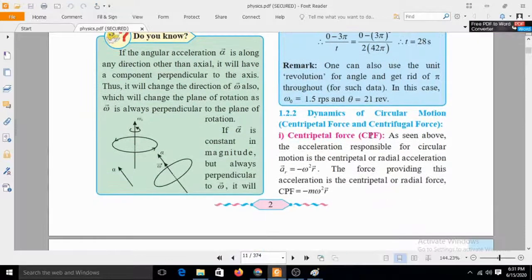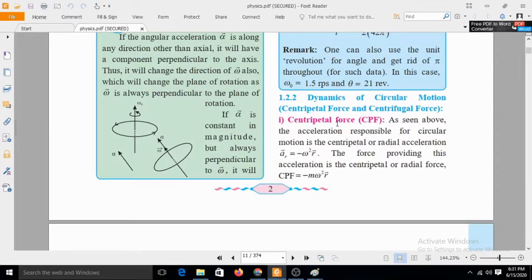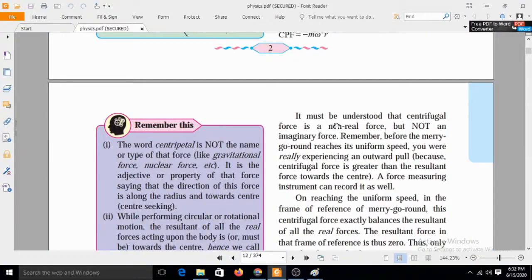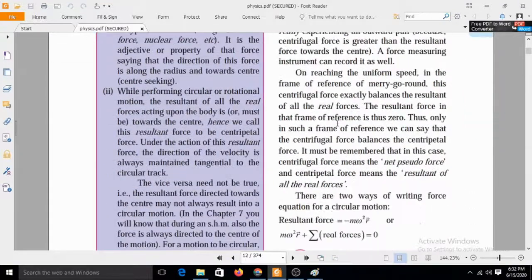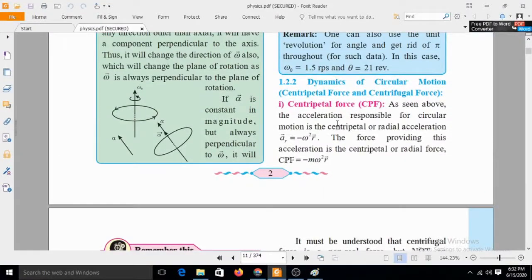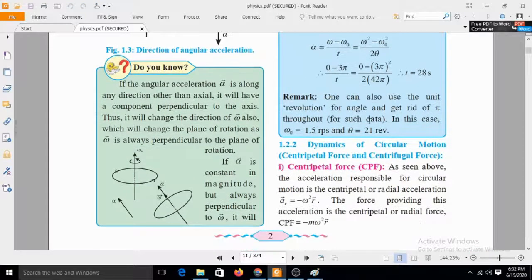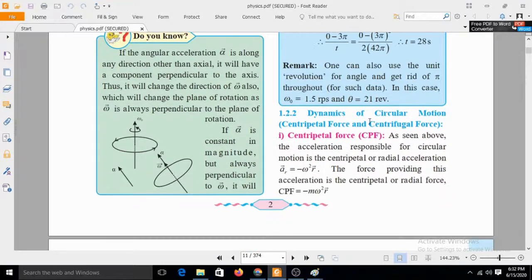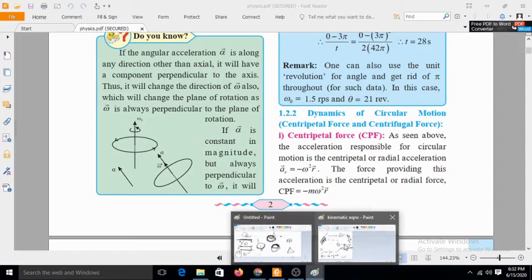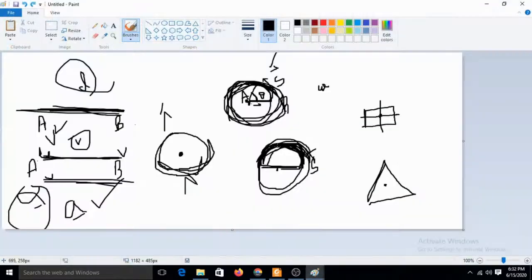Now we'll come to the part of centripetal force and centrifugal force. This part is the last for this video, and then we will stop. So now, what is this centripetal force and centrifugal force? Simple what it is. Over here I will show you.